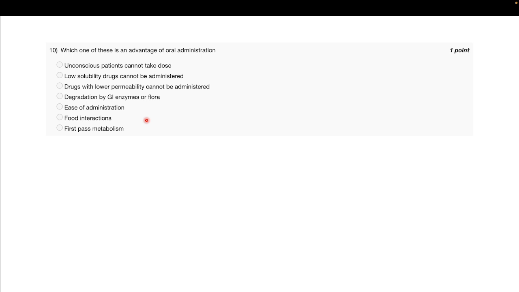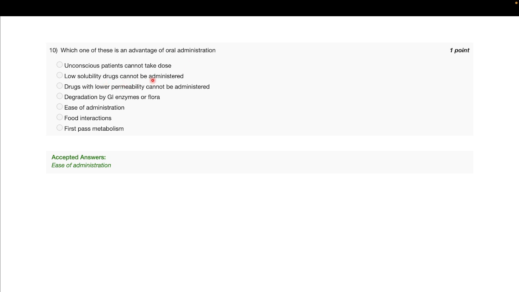That's all. Okay, let's look at the answer. You're perfectly correct. The correct answer is ease of administration is the advantage for oral administration. If you look at all the other options, you'll get to know it rightly. So first, unconscious patients cannot take the dose, is actually a disadvantage of oral administration. So you have a patient that is unconscious and you're trying to deliver drugs. There's no chance the patient is going to take anything orally.